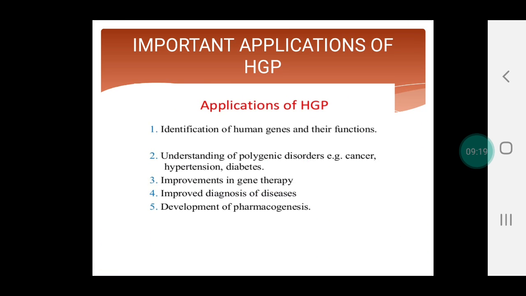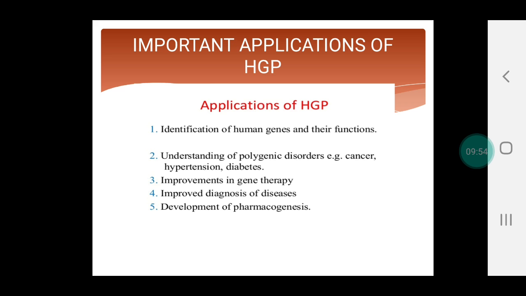Now important applications of HGP. First of all, identification of human genes and their functions, then understanding of polygenic disorders like cancer, hypertension, that is the high blood pressure, and diabetes. Polygenic disorders means disorders in which more than one gene is responsible for the cause of a disease. Then improvements in gene therapy. Then improved diagnosis of diseases.